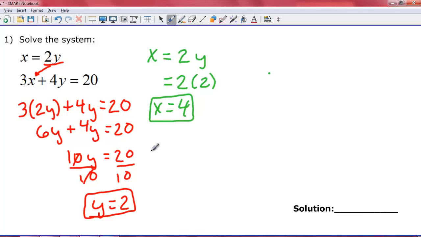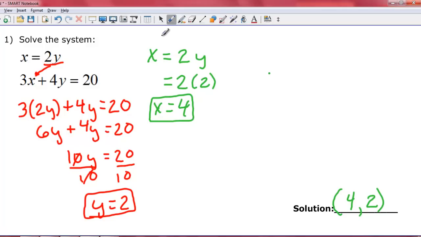Okay, so now our solution we want to write as an ordered pair, because this represents the point on the line where the two lines intersect. So we have our brackets there. 4 comes first because that's the x value, and then 2 is our y coordinate of the intersection point.